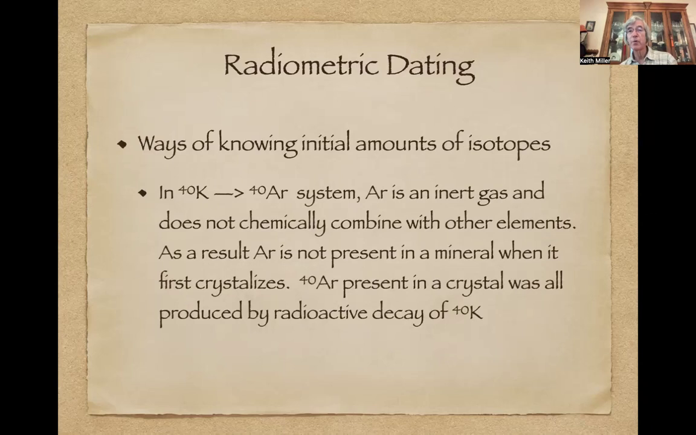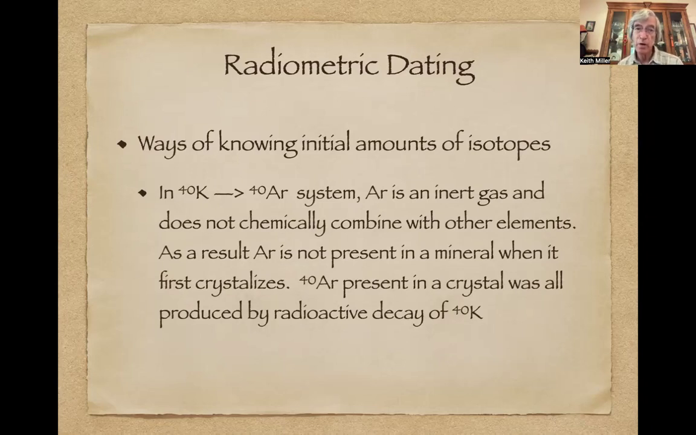So we'll just look at a couple dating methods. How do we get at those numbers that we need to know? Like, how do we get to know what the initial amount of the isotopes were in the mineral to start with? Well, it depends on the type of dating method you use.